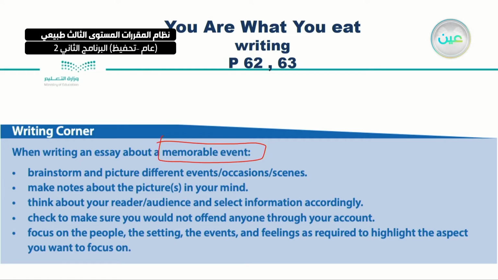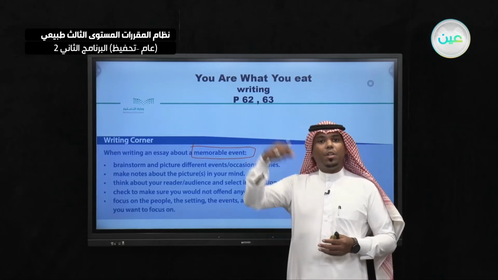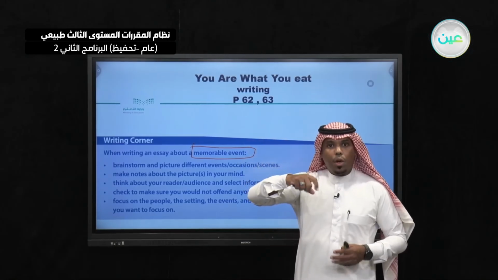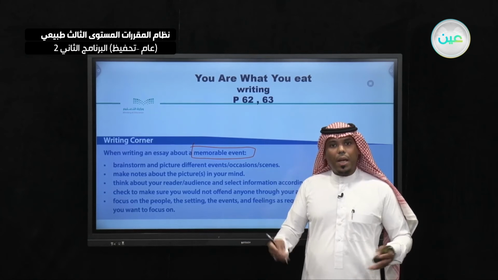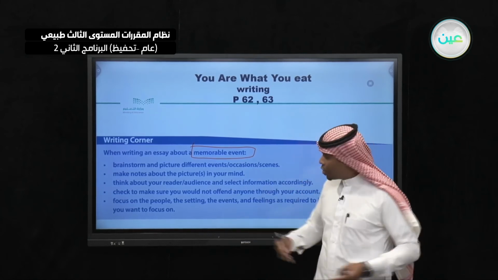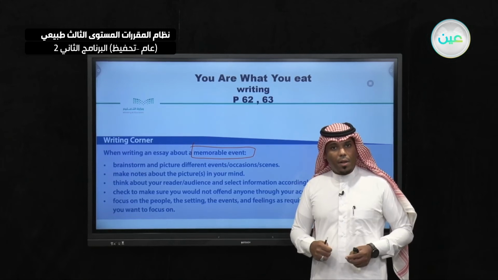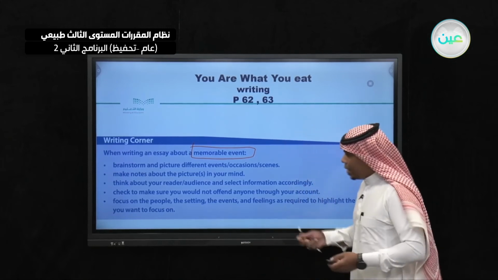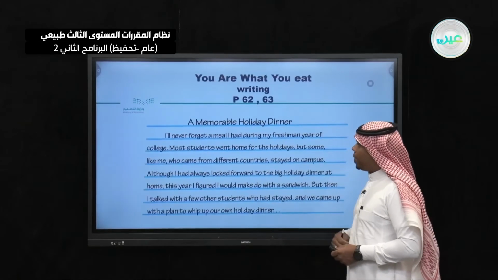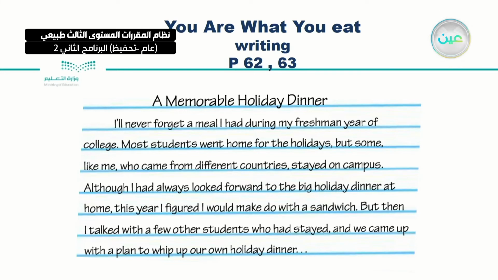Feelings as required, feelings to express, feelings to highlight the aspect you want to focus on. So you have different kinds of aspects you can focus on, okay? We talked about the feelings, the setting, the place, the people, and even the events itself. Very good. Let's see. Now, this is a model for you, as you can see here.